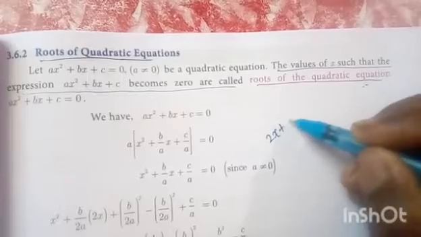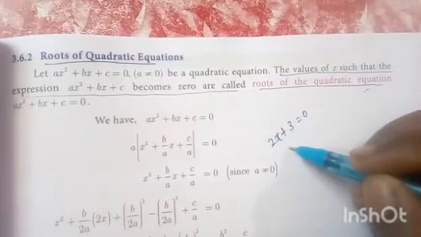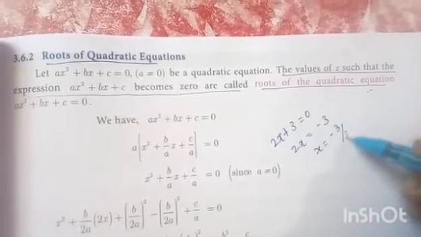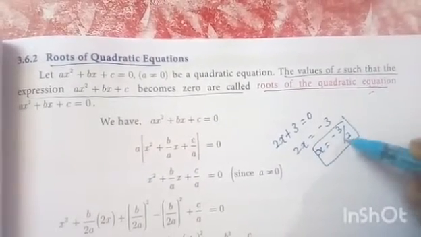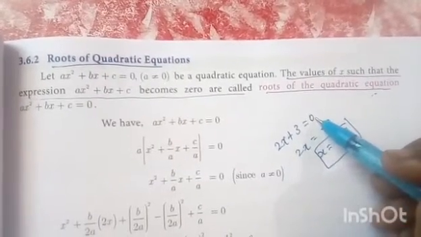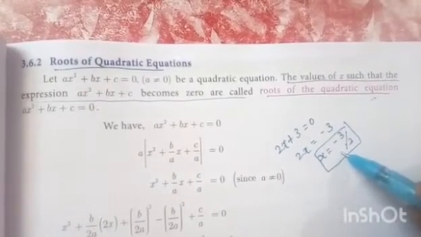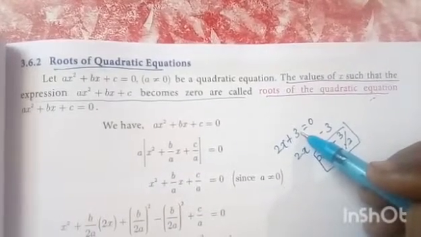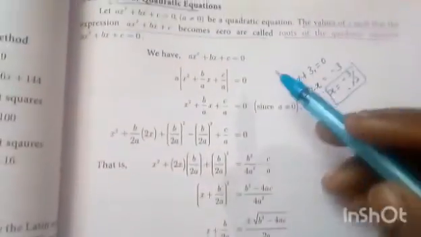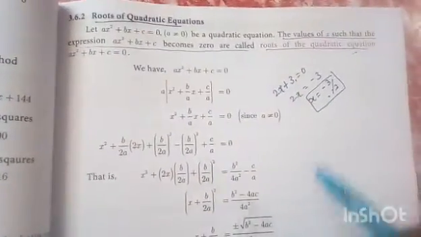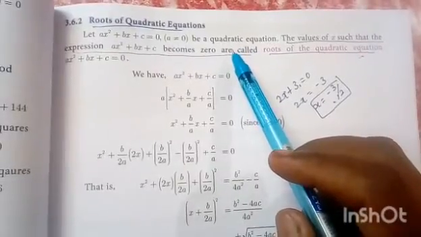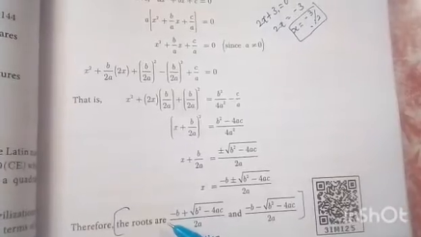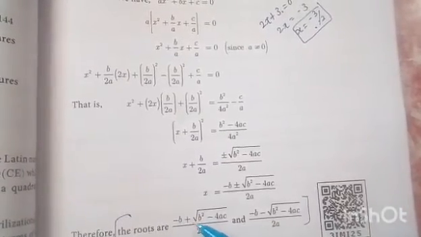Suppose 2x plus 3 equal to 0. So 2x equal to minus 3, x equal to minus 3 by 2. If you substitute this value of x, you get 0. So x equal to minus 3 by 2 is called the root of this given equation. Okay, now no explanations are needed, we just have to listen, as this is the definition of roots of an equation.